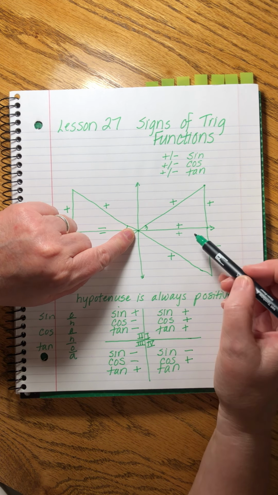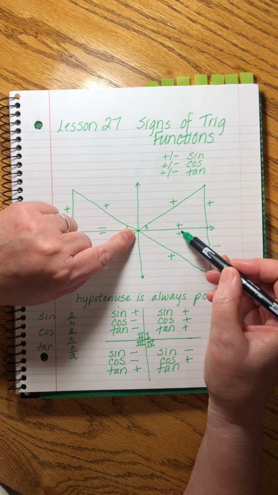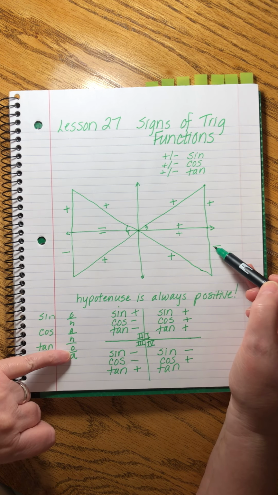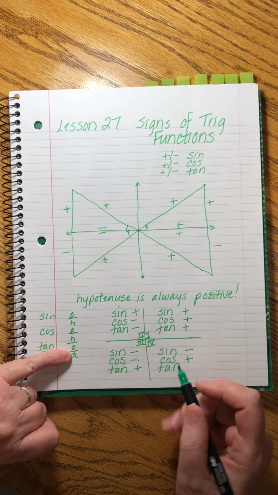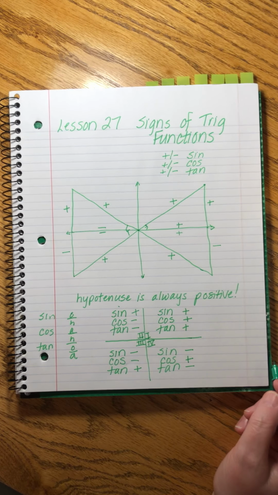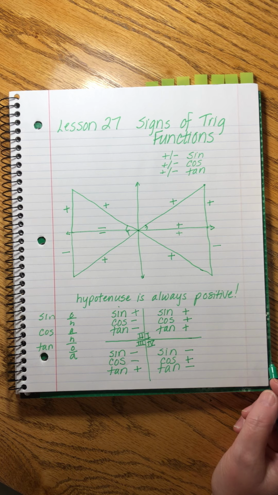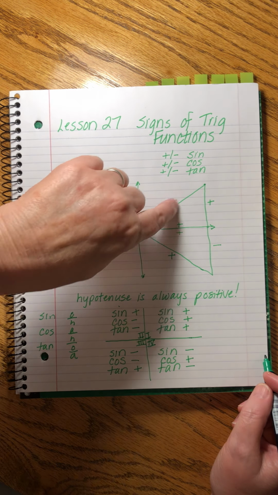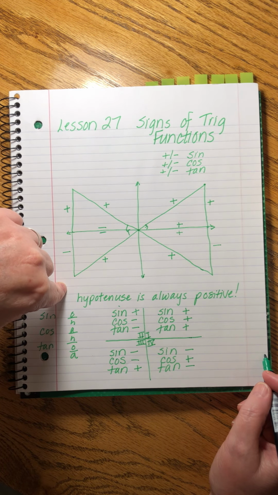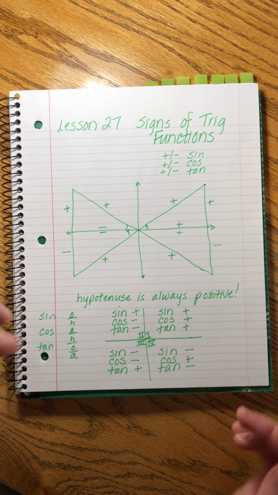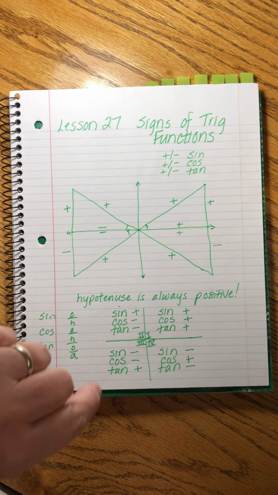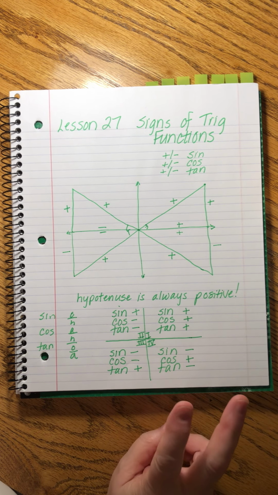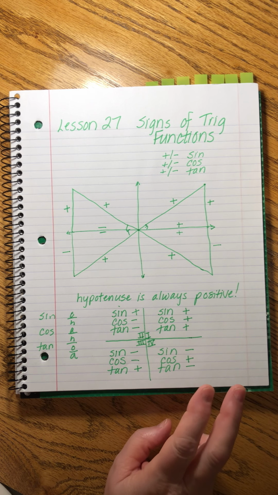And then tangent is negative. It's opposite over adjacent, negative over positive, and that comes out to negative, right? All right, so now we know how to take these values for the individual sides, remembering that hypotenuse is always positive, and use the pairs to combine them and see whether the combination is going to be positive or negative. And we can see that every function has two positives and two negatives.